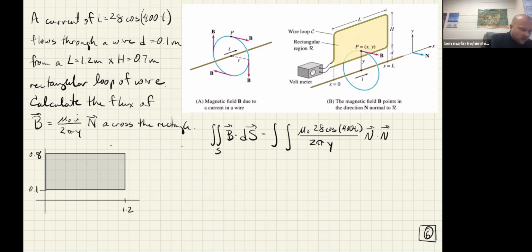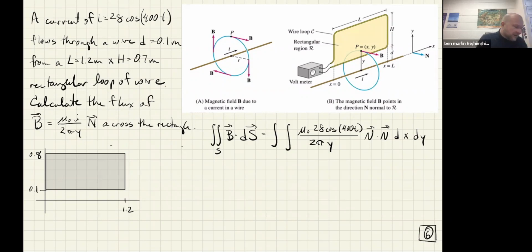But then with our dS vector, we're going to get the n vector again. And that n vector, of course, in this is actually the k vector. But anyway, and then we'll say dx dy. Okay. And I'm going to erase that just to get it out of the way.